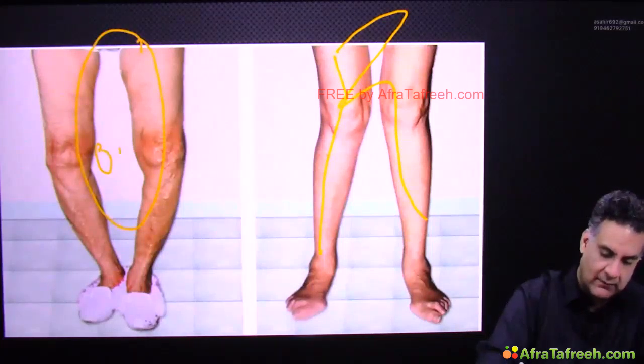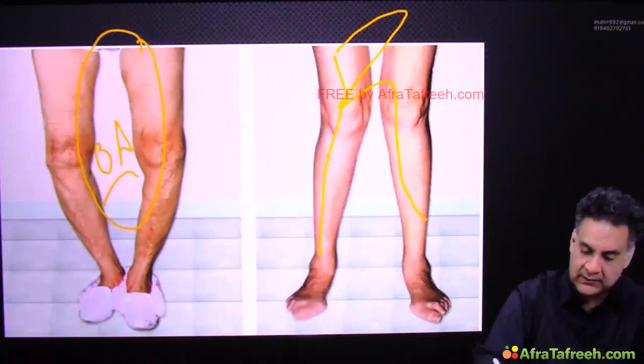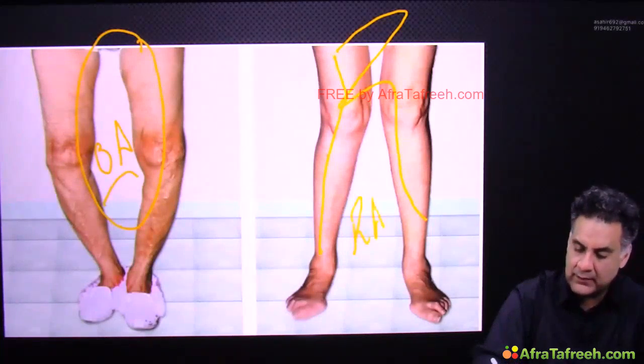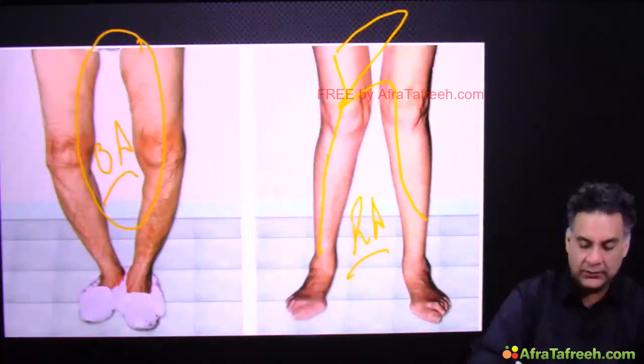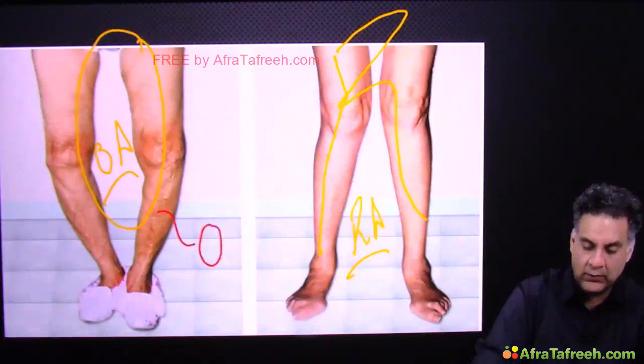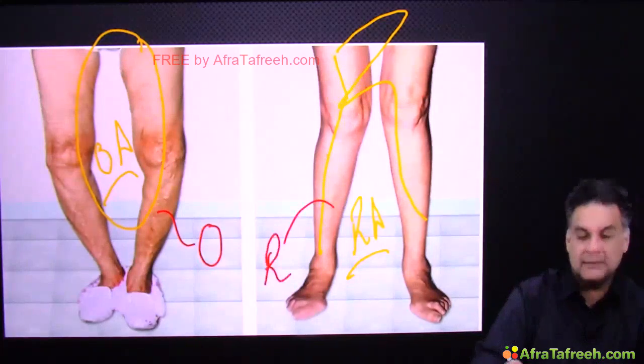So genu varum, osteoarthritis. Genu valgum, rheumatoid arthritis. More common. So this is how it goes. O in between, OA. R in between, RA.